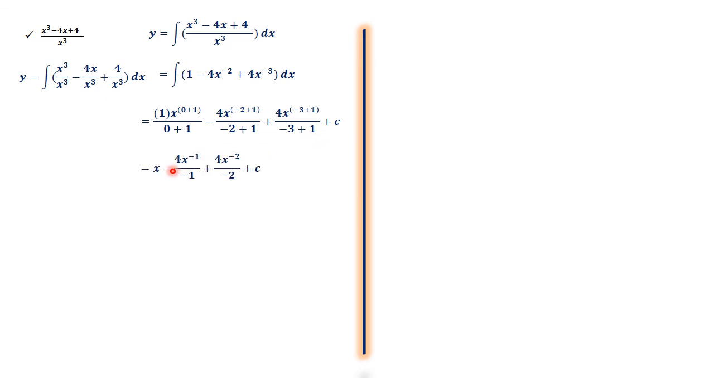Simplifying that, you get x. All of this one here reduces to x. All of this one here reduces to 4x raised to the power negative 1. Is that true? Yes. And it is negative at the bottom there. Then this one here becomes 4x raised to the power negative 2 all over negative 2 plus c. Simplifying further, the sign of this term here reverses to become positive. The sign of the other one reverses to become negative.